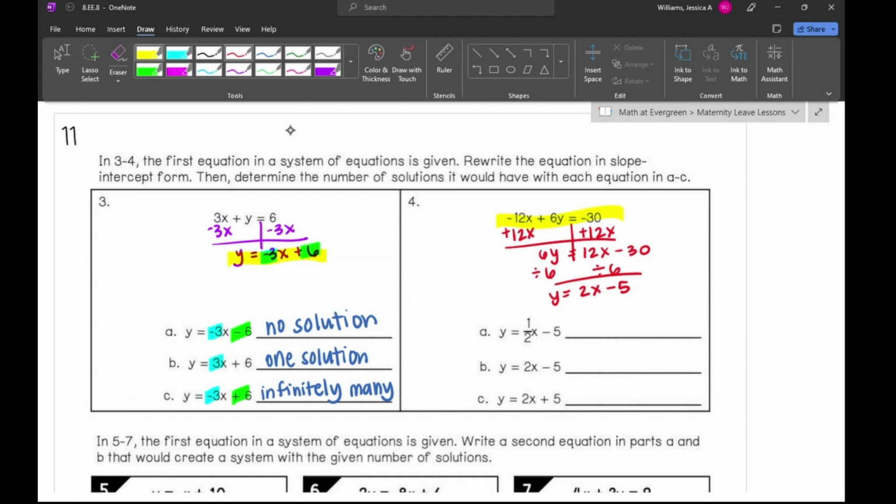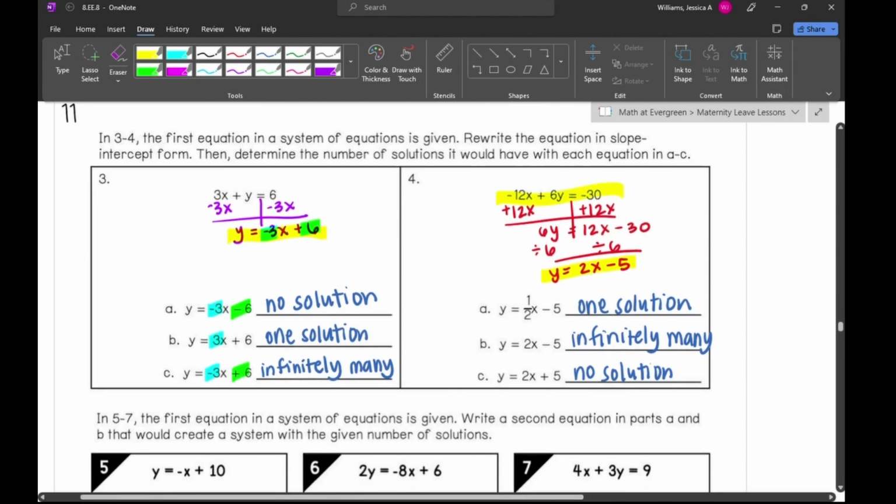Okay. Snaps if you got that equation. Awesome, so then that's the equation that we're going to use. And A, class, how many solutions? One solution. B, how many solutions, class? Infinitely many, because it's the exact same equation. And C, how many solutions, class? Good, no solution. Because slope is the same, but the y-intercept is different.